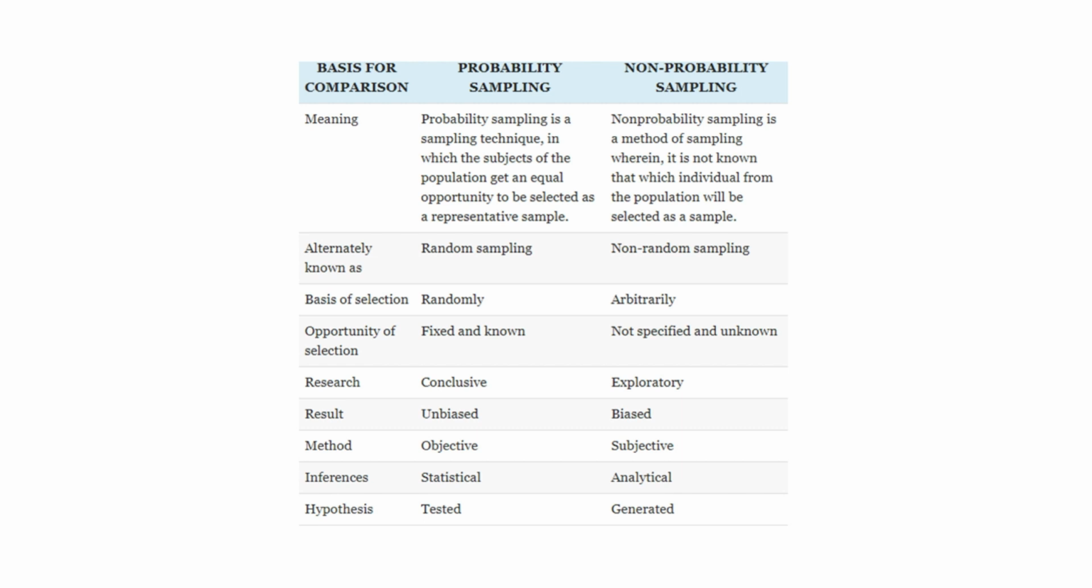So this is the model which is there, and methods are objective, that is very true. You are quite object oriented, whereas here methods are subject oriented, and you could be quite subjective. And as far as inferences are concerned, probability sampling talks about the statistical way of doing things, and non-probability sampling talks about the analytical way of doing things. So here, the hypothesis needs to be tested when you talk about probability sampling, whereas here the hypothesis needs to be generated.